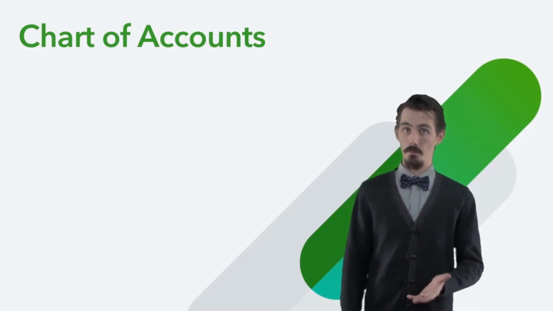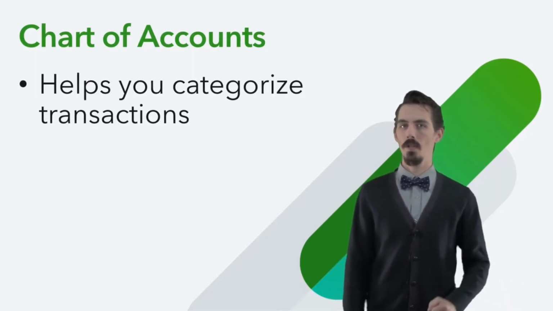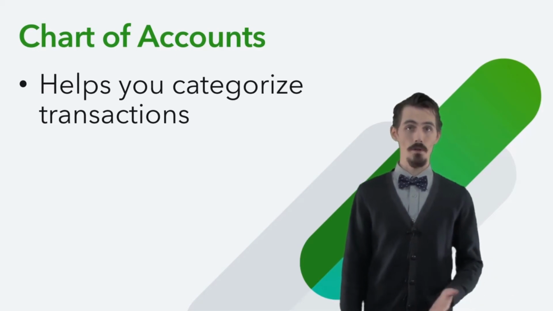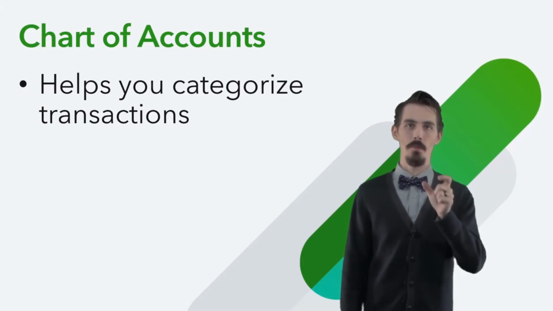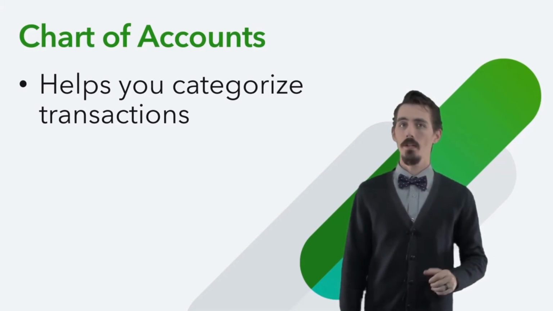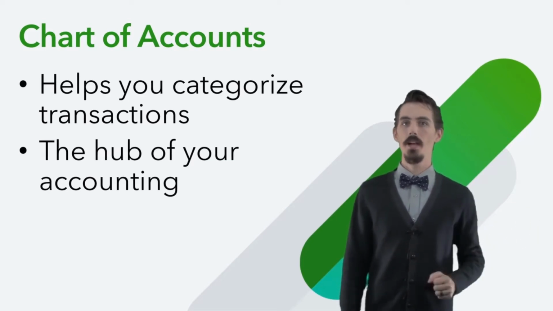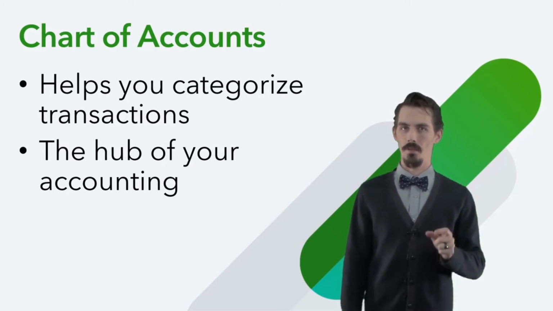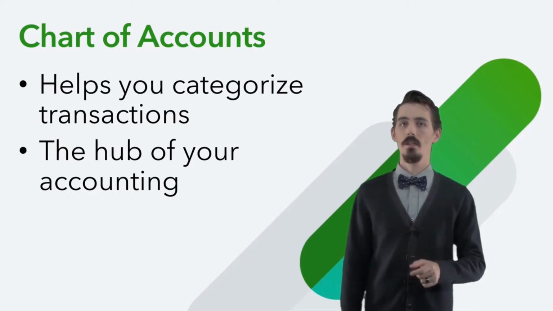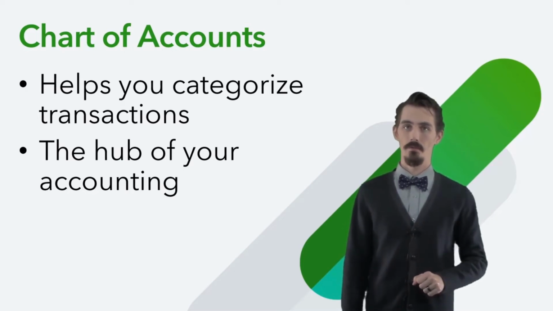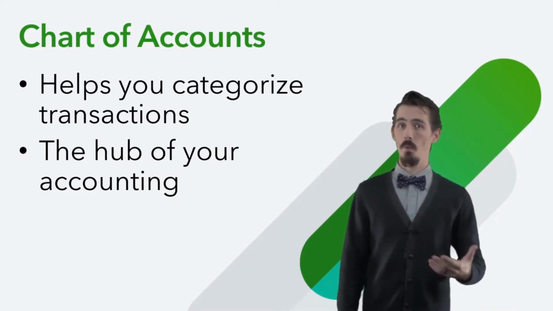In fact, that's the purpose of the chart of accounts. It helps you categorize the financial transactions of your company. And as you've already learned, one of the goals of accounting is to track the why you spend or make money. The chart of accounts is the hub of all of your accounting system. Every transaction you enter into QuickBooks affects the chart of accounts. So if you want to know exactly how your business is doing, you'll need to take a look at the chart of accounts. But just looking at the chart of accounts can be very overwhelming.